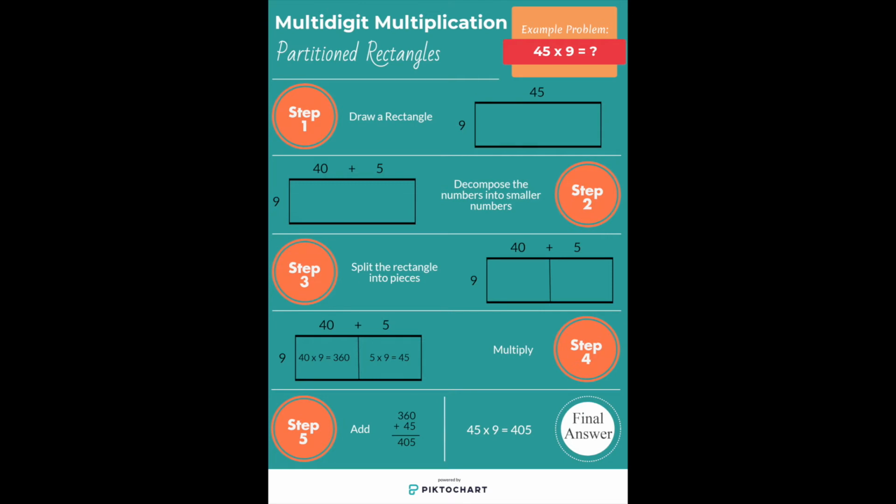Then you split the rectangle into 2 pieces. In one side of the rectangle, you multiply 40 times 9 and get 360. And in the other side of the rectangle, you multiply 5 times 9 and get 45. Then you add 360 plus 45 together to get a final answer of 405. So 45 times 9 equals 405.